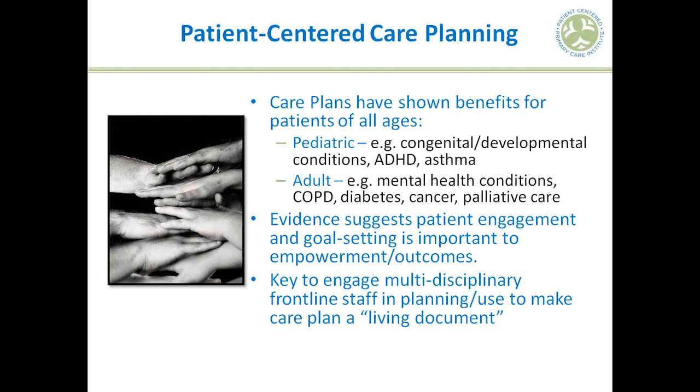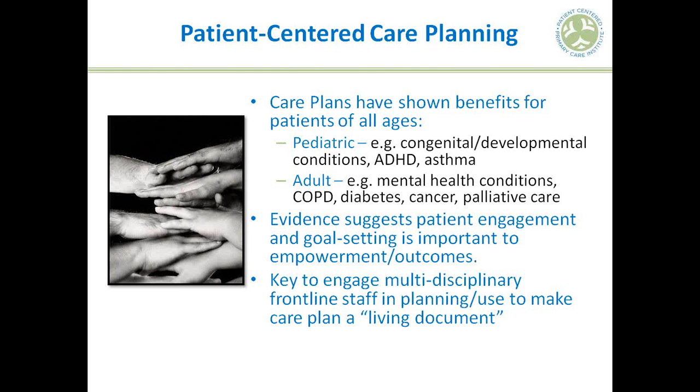And again, in adults, mental health conditions are a prime example of where care plans are currently used, as well as disease-specific things such as diabetes, palliative care, and COPD, where the evidence shows significant benefits when care plans are used, so that patients understand the sort of care that they are going to get, and providers also understand the type of care that different providers are giving, and also the type of care that the patient wants.